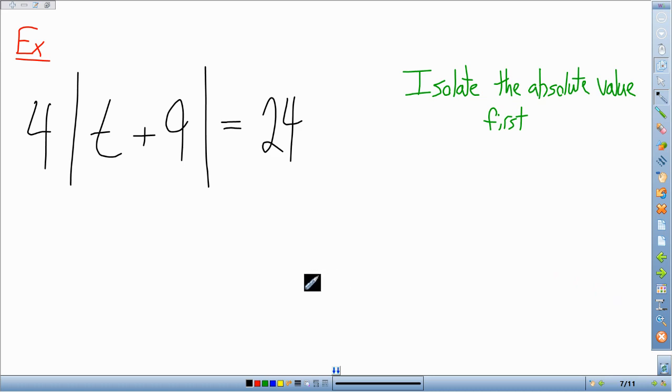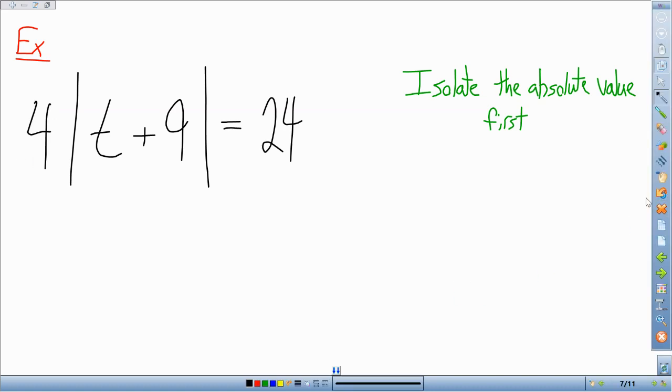Okay, so let's keep moving on. What happens, I guess before I get to it, go ahead and copy this. Okay, so what happens on problems where we have numbers outside of our absolute value bars? Okay, before we had problems like this, but now we have a number on the outside.